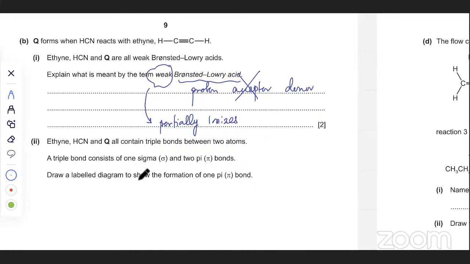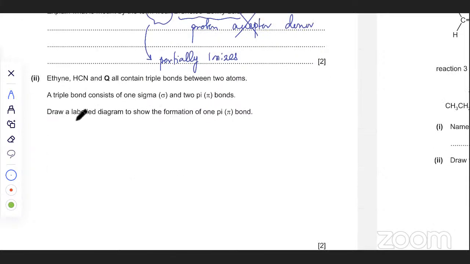Now, ethyne and Q all contain triple bonds between two atoms. A triple bond consists of one sigma and two pi bonds. Draw a labelled diagram to show the formation of one pi bond. So that's just one pi bond. So all you have to do is, pi bonds are formed in ethyne, right? So pi bonds are formed, and in ethyne, they've got two pi bonds.